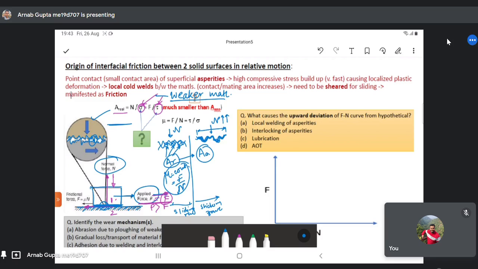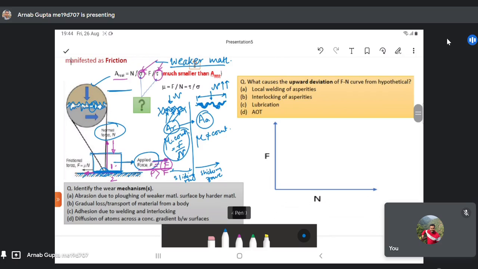Okay, so here you will find that some plastic deformation has occurred, and here mu is not a constant value. Ideally, theoretically, this should happen, so your curve should look like this. This is the hypothetical case.